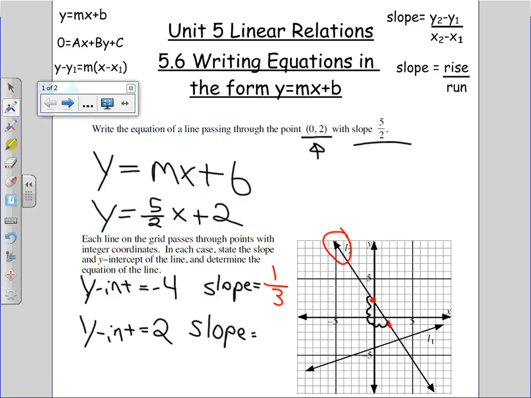So what would be the rise? 3. And what would be the run? 2. And you're right. Does it have to be positive or negative? Negative, because we went down. Any questions?